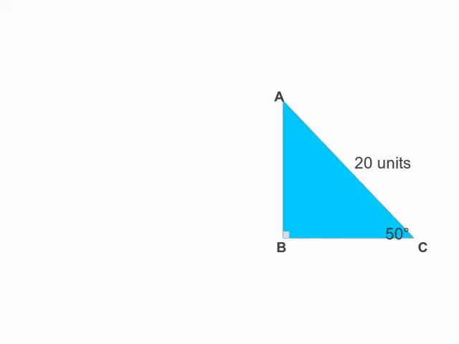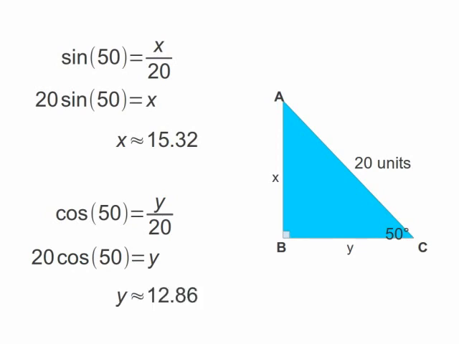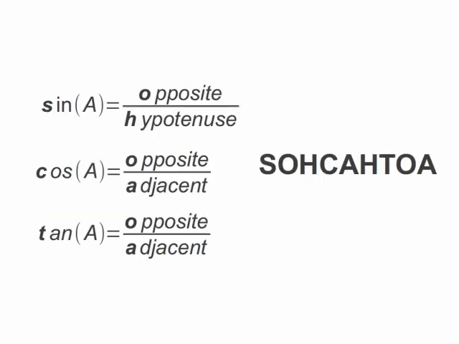Now, let's use our new ratios to find these missing side measures. To remember basic ratios, remember the mnemonic SOHCAHTOA.